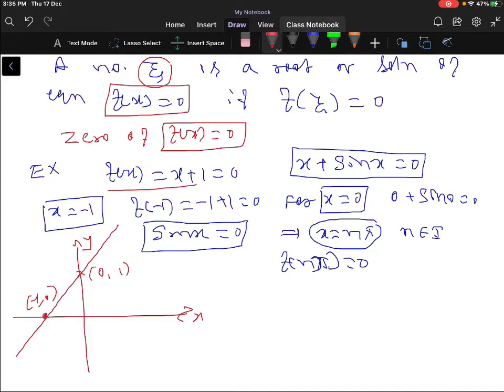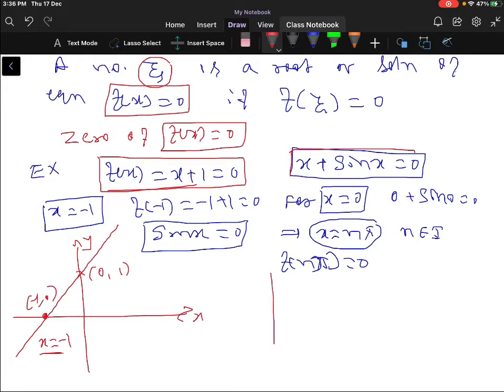Here we can observe x equal to minus 1 is a root of the equation x plus 1 is equal to 0. So at the value of x, that is, at the root x equal to minus 1, the curve always crosses the x-axis. You can observe. From the second example, let us take x plus sin x is equal to 0.